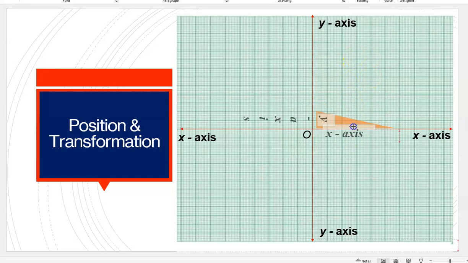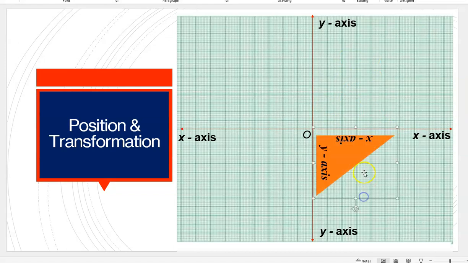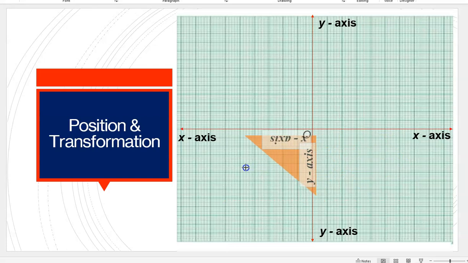So let's flip over. 90, 90, that is 180. So rotation through 180 degrees, whether clockwise or anti-clockwise, x is negative, y is negative. All right, let's go back.